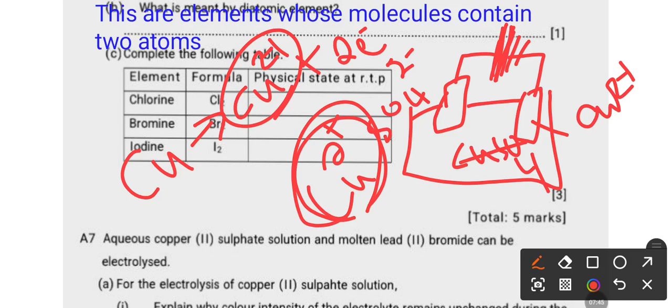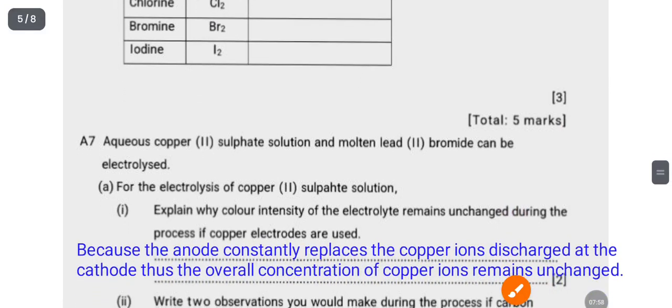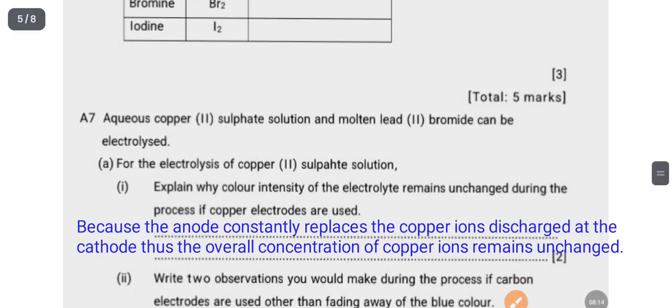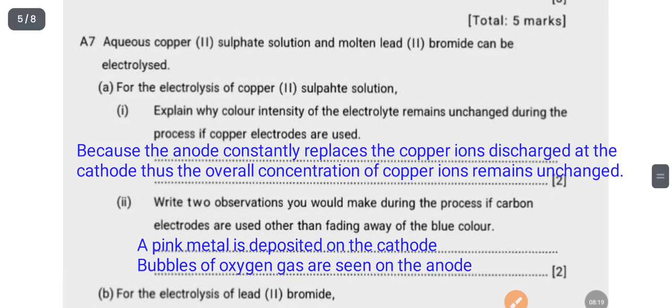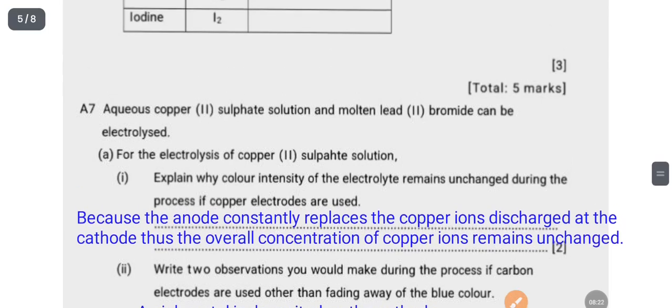And if the concentration of the Cu2+ ions is unchanged, then surely the intensity of the color will not change at all. Right? So this is what I wrote: because the anode constantly replaces the copper ions discharged at the cathode, the overall concentration of copper ions remains unchanged. Okay, so this is the reason why the intensity is not affected here.